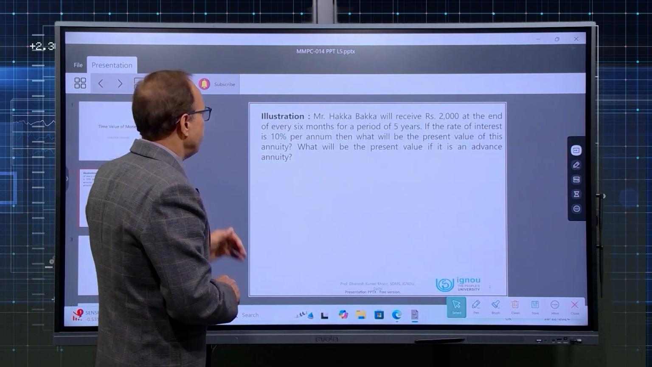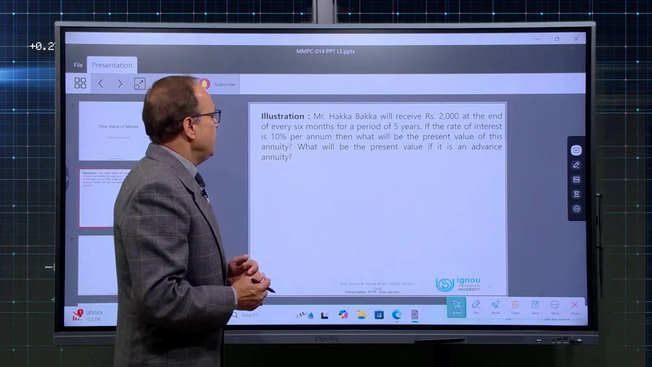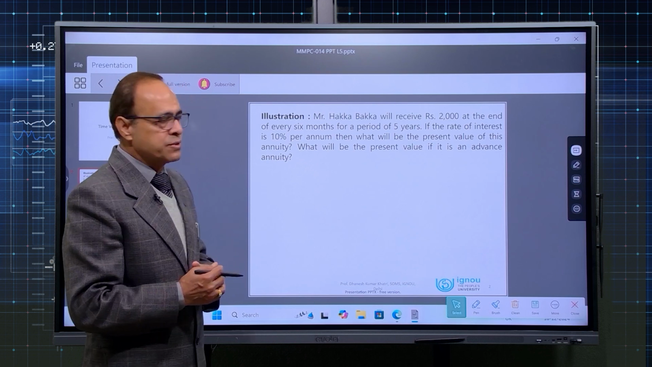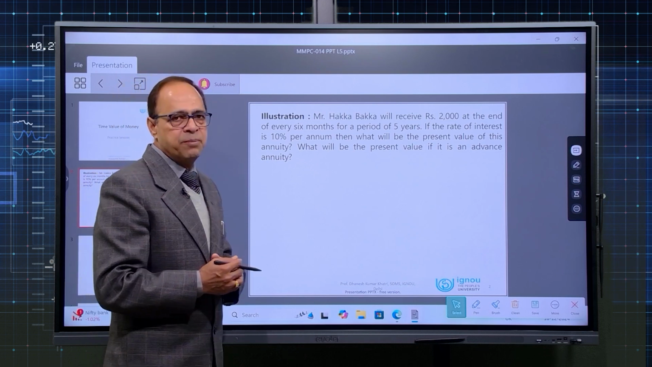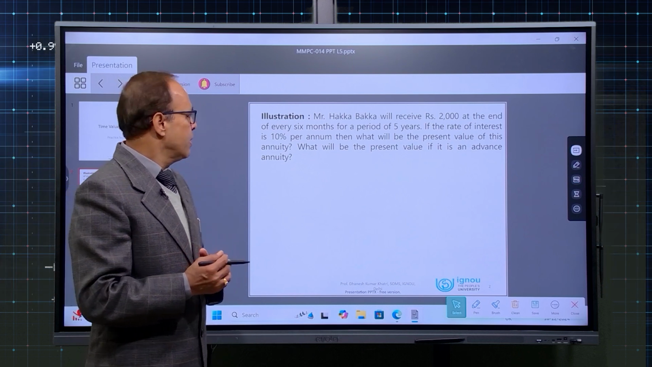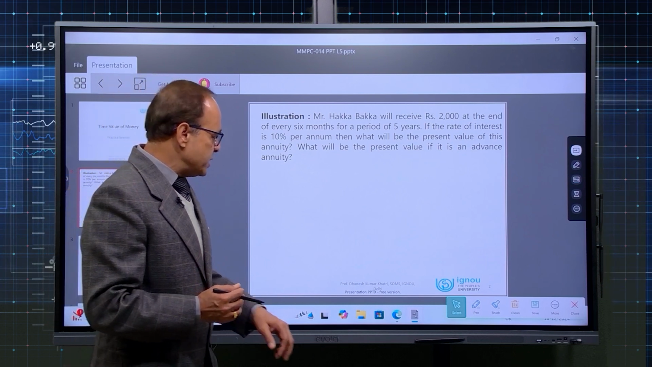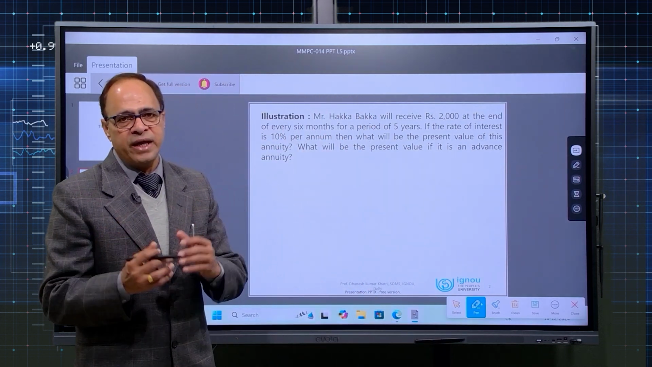The first example, as you can see: Mr. Hakka Bakka will receive 2000 at the end of every 6 months for a period of 5 years. If the rate of interest is 10% per annum, then what is the present value of this annuity? Now, as you can see, last time what we learnt was the present value of an annuity.